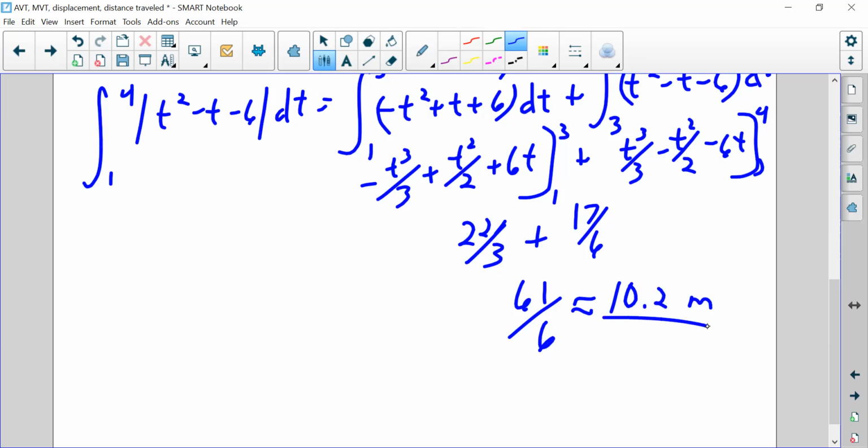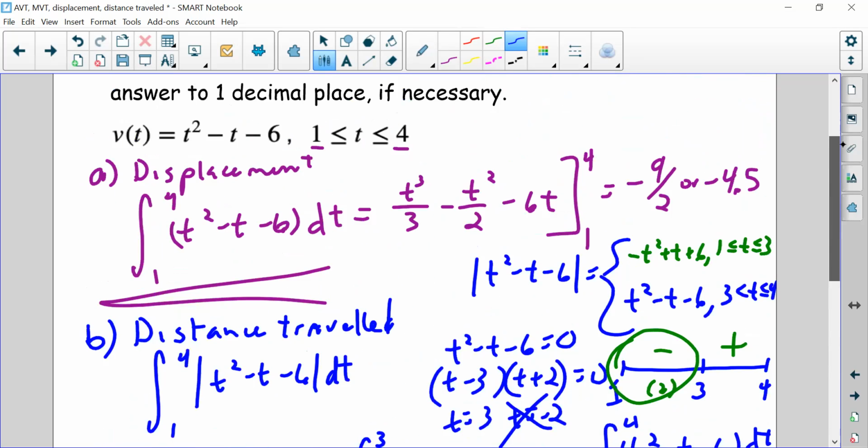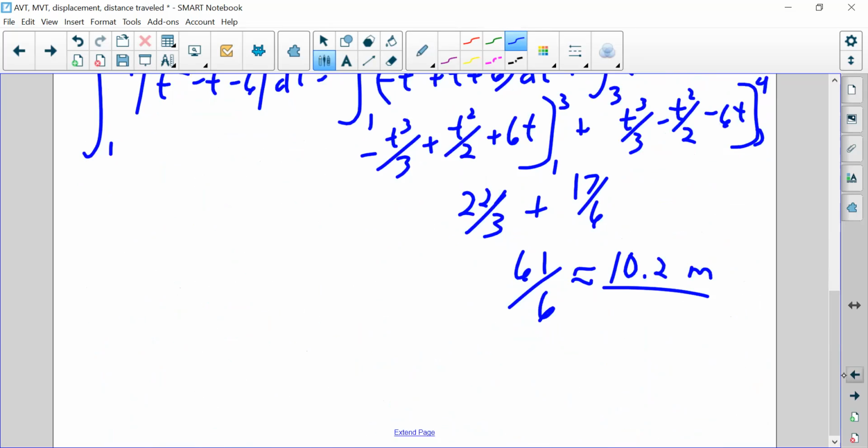So what that tells me, although at the end, I was only 4.5 meters to the left of where I started, that object had actually traveled a total of 10.2 meters in that time frame. Okay, so that's what that's telling me. So the total distance that object traveled was 10.2 meters.